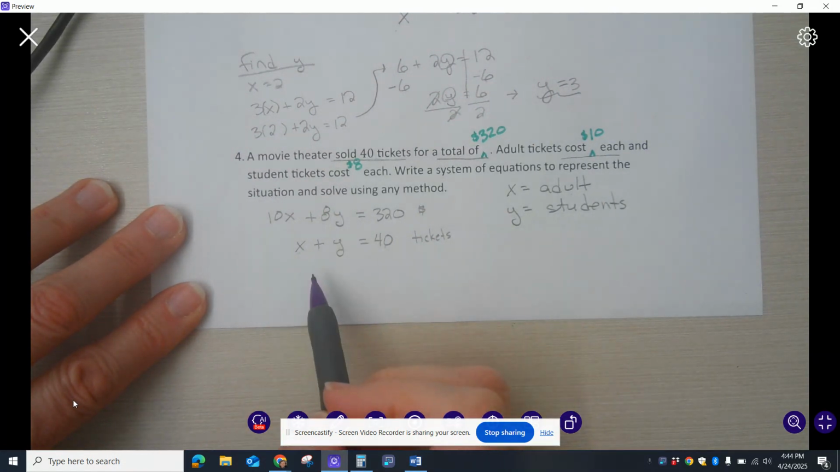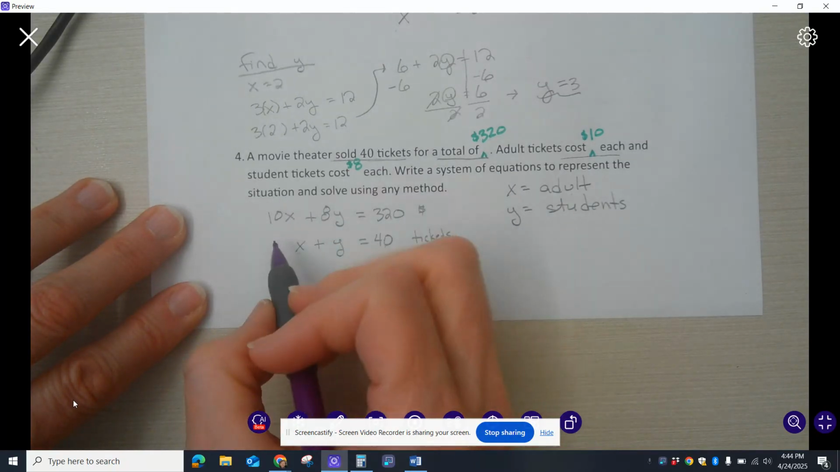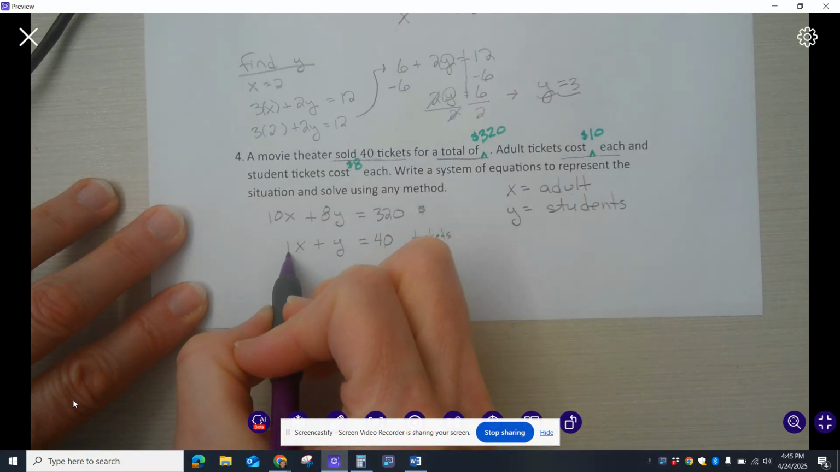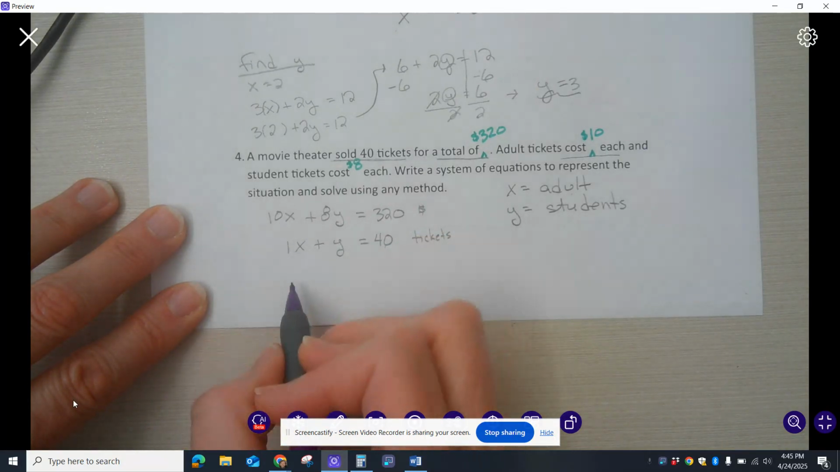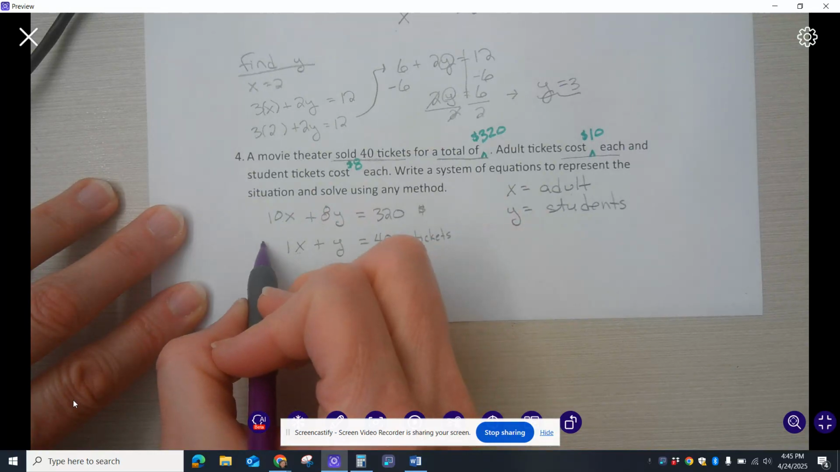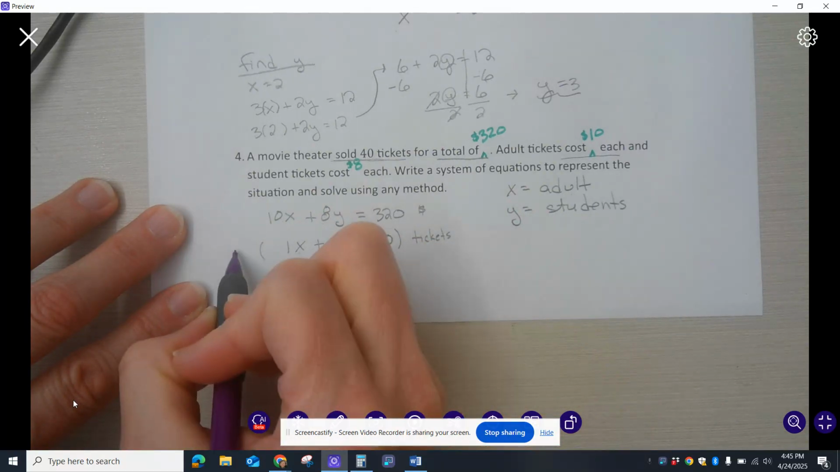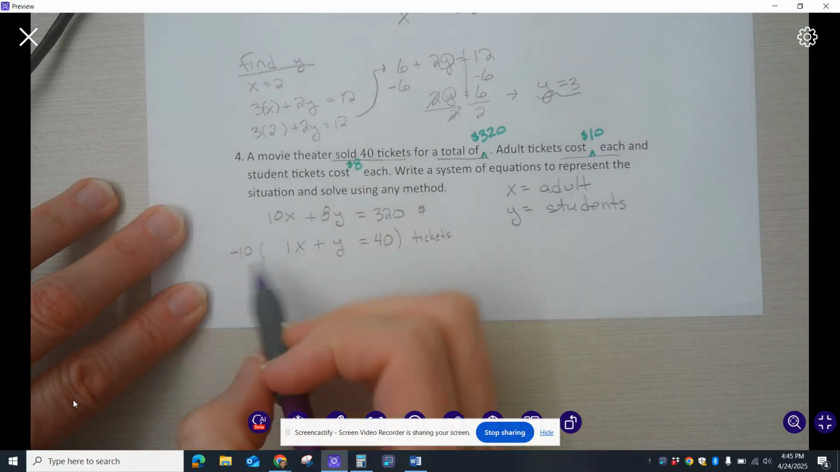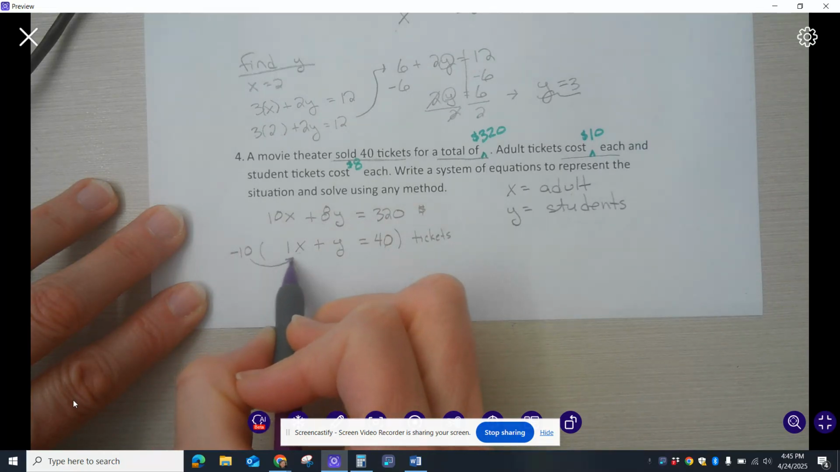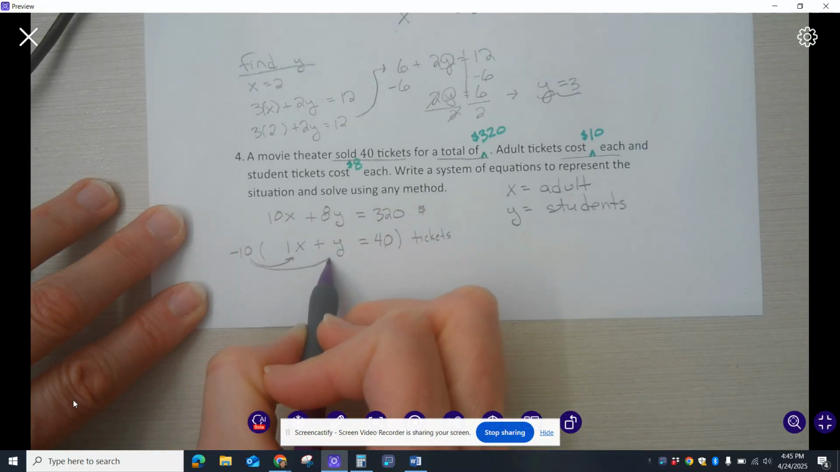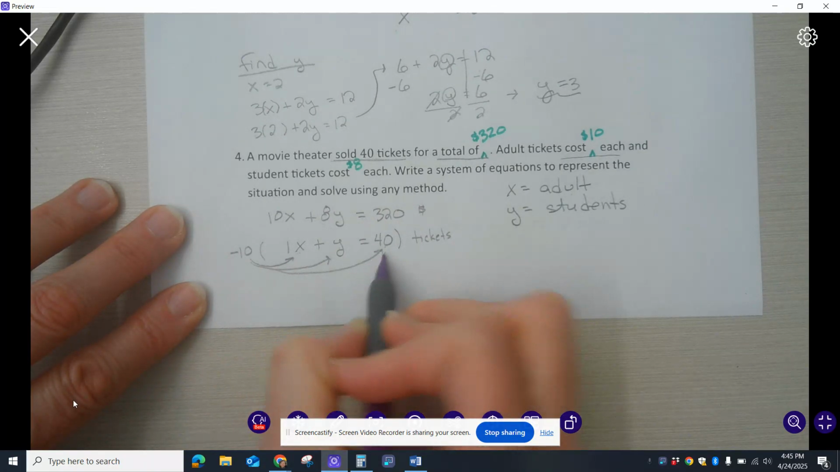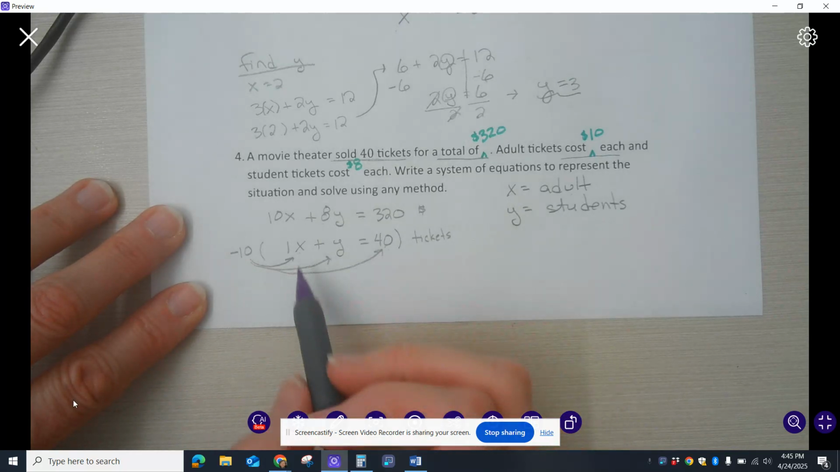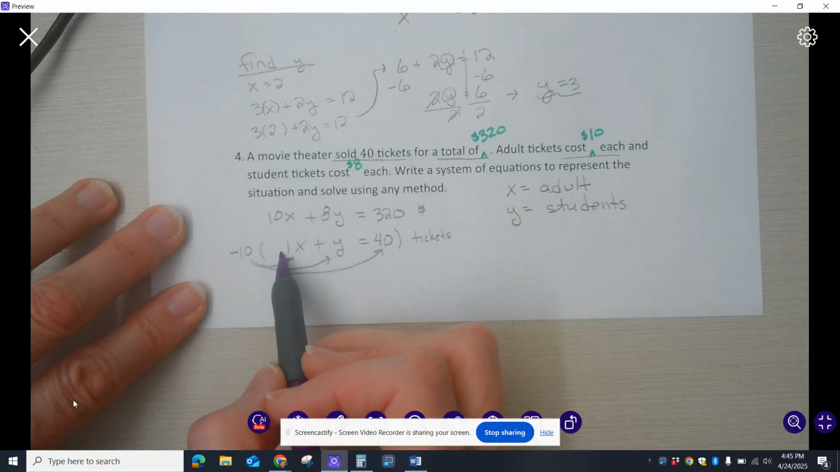This looks like a great setup for elimination. So I am going to do elimination on this one. This has a coefficient of 1. This has a coefficient of 10. So I am going to multiply this equation by -10. And if I want to do that, I need to make sure I multiply every part of the equation by -10. So that's going to make opposite coefficients right here on the X variable.